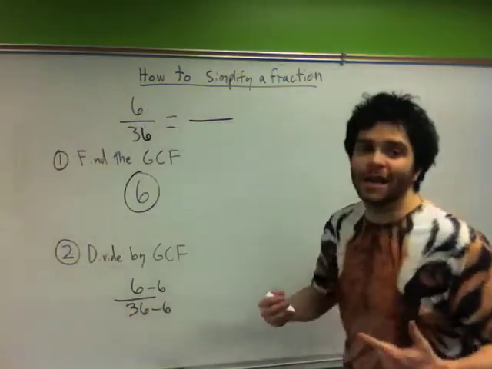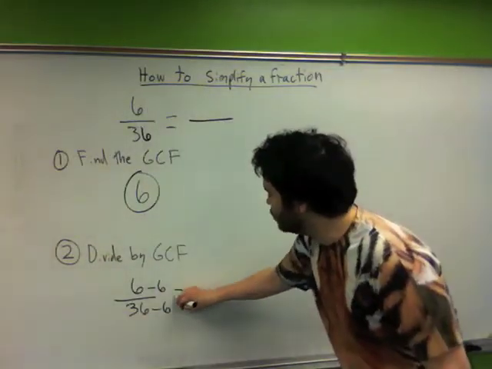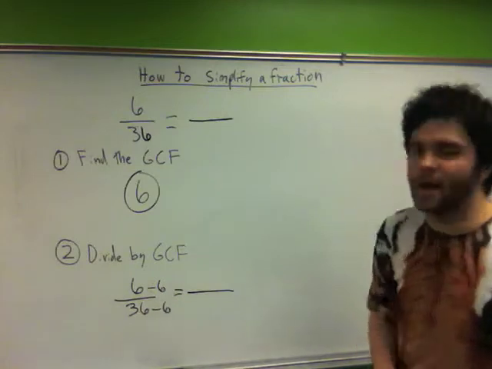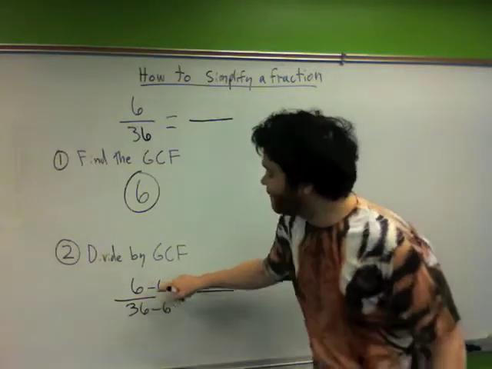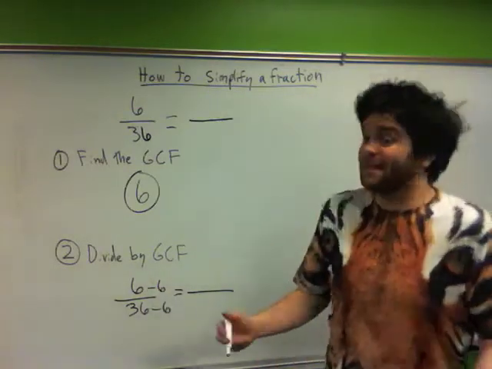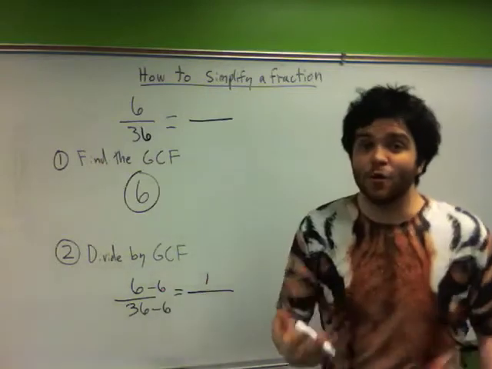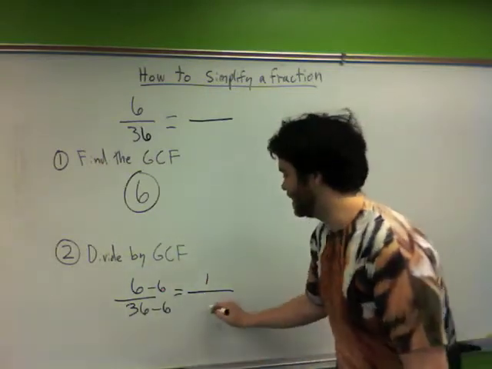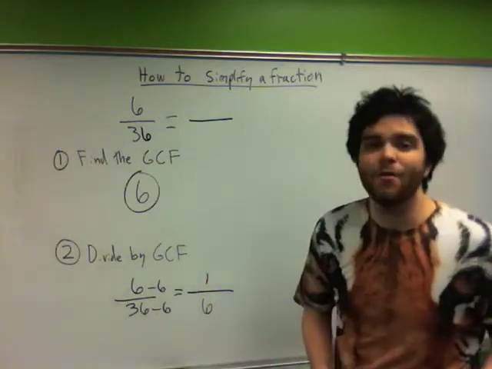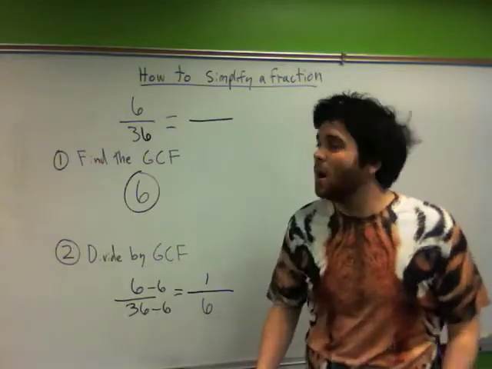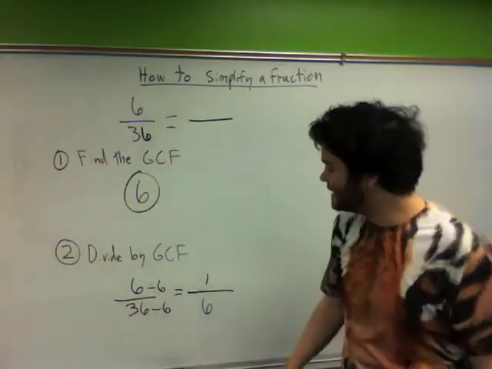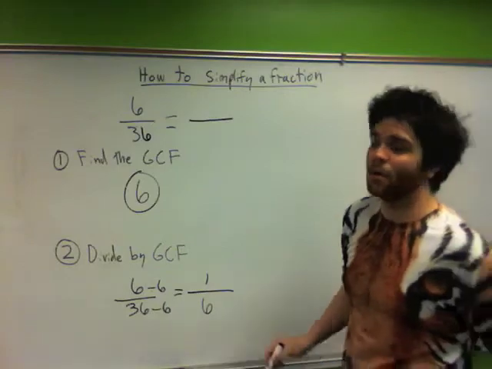We know we're going to get a fraction, so let's just write that equal sign, and let's write that fraction line. 6 divided by 6, well, that's 1. And 36 divided by 6 is 6. So we found that the simplified form of 6 over 36 is actually 1/6. I'm going to write it again up here.